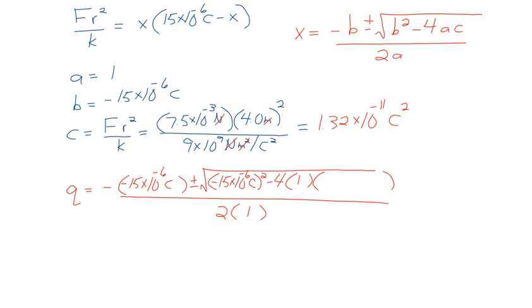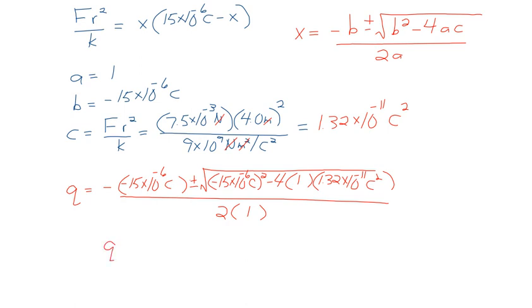What's that? No, the B itself is negative, but now I have a negative that is part of the quadratic formula, and then the fact that the B itself is a negative, right? And then C is 1.32 times 10 to the negative 11 coulombs squared.